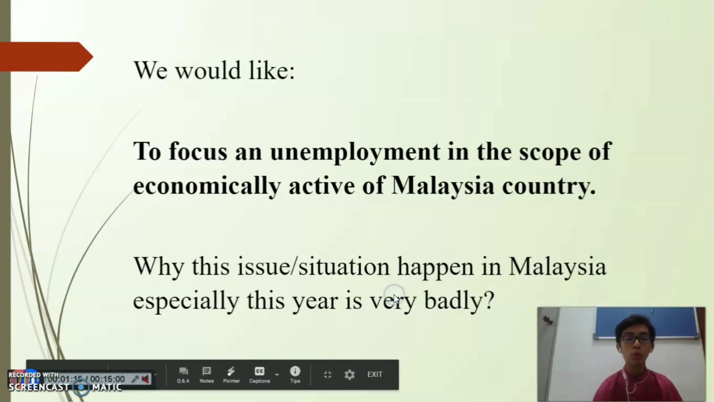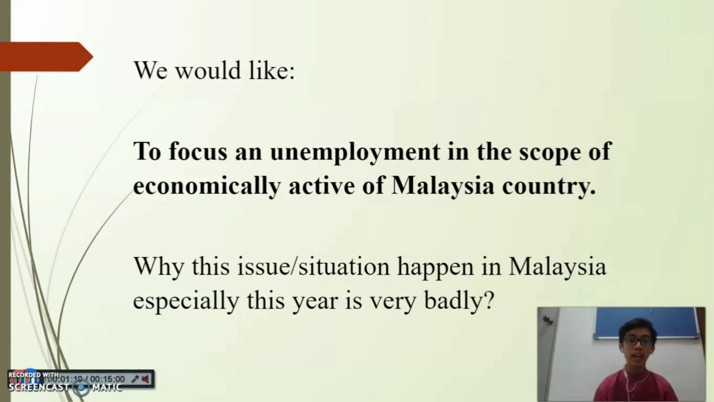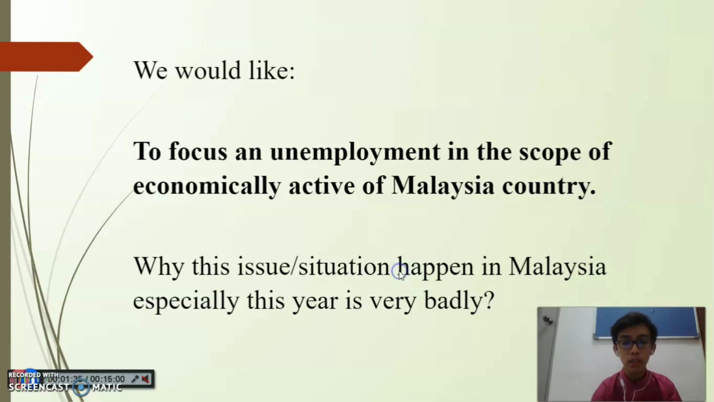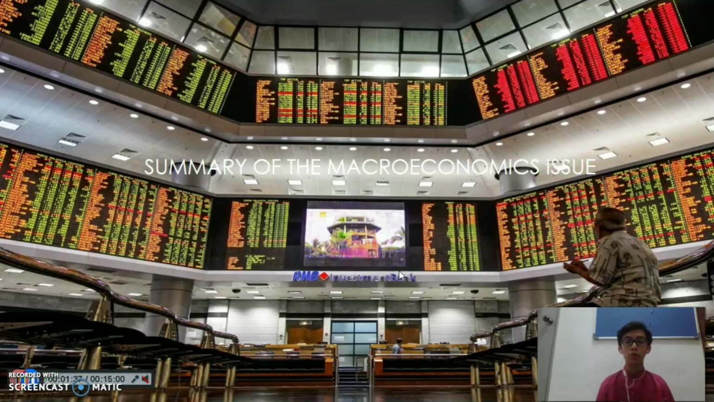Today, we would like to focus on unemployment in the scope of economically active in Malaysia. Why did this situation happen in Malaysia, especially this year, so badly? So we want to mainly focus here on unemployment under economically active. So let's summarize the macroeconomic issue.